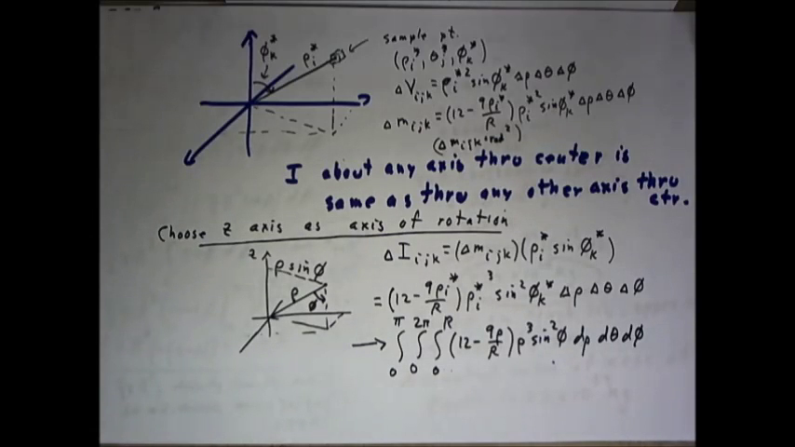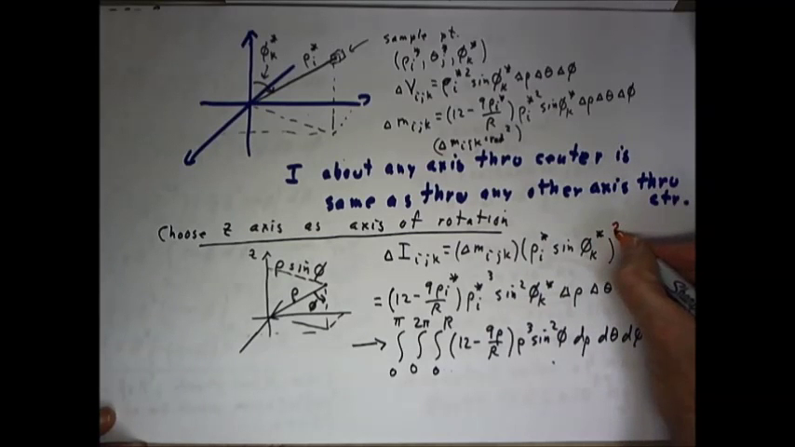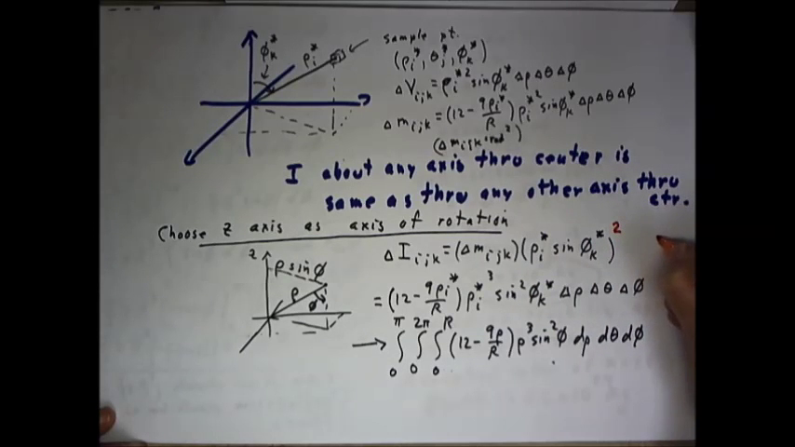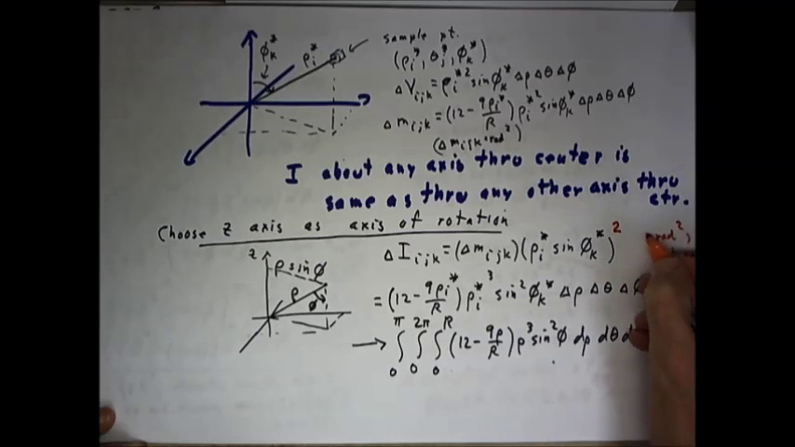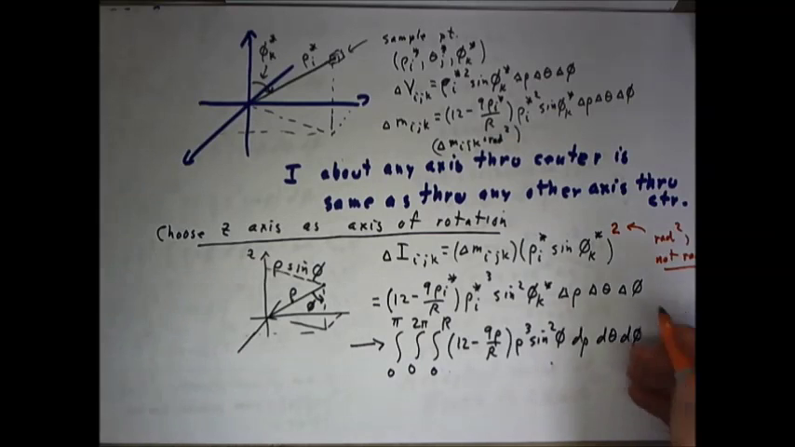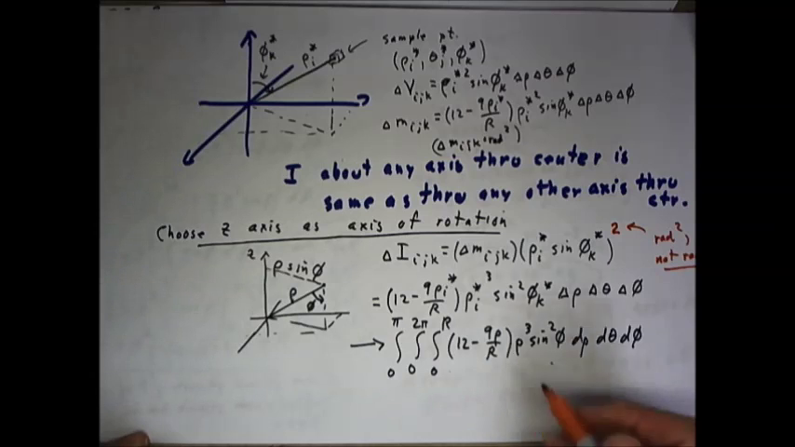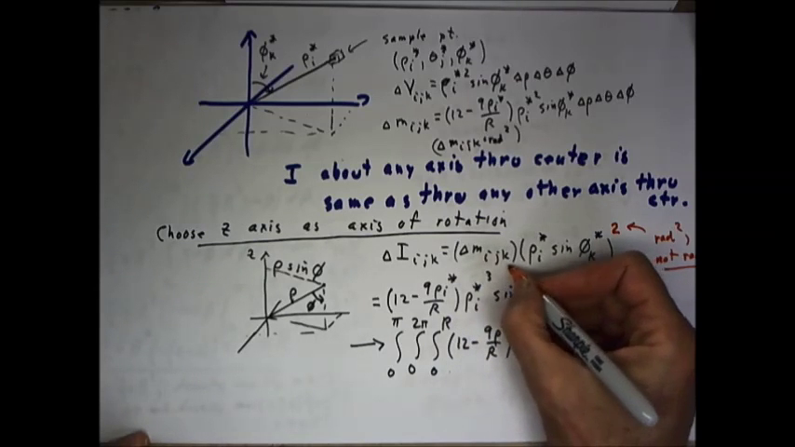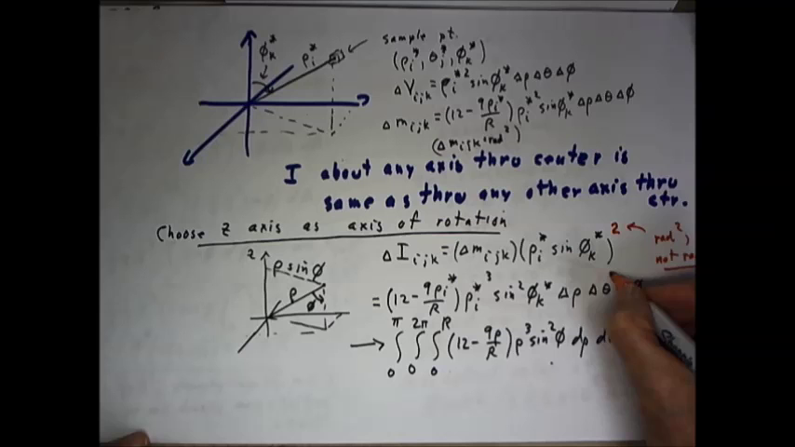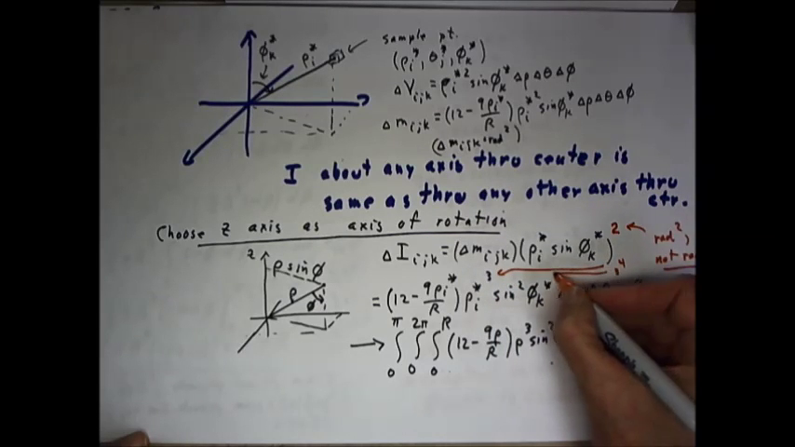So to get the correct moment of inertia integral, we're going to have to square this term. So that's the radius squared, not the radius, and that's going to make a difference. It's going to give us a 4th power here and a sine cubed here. So this power is going to turn into 4. This power is going to turn into a 3.